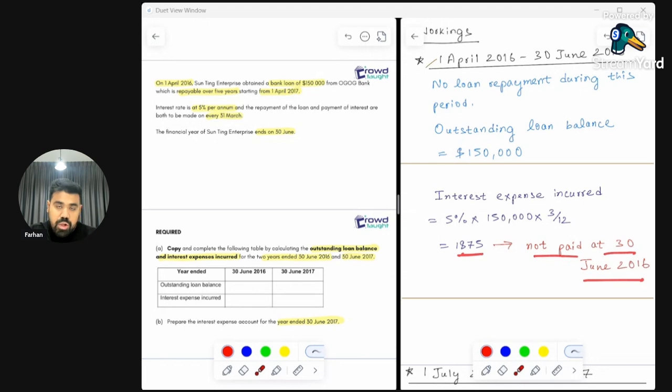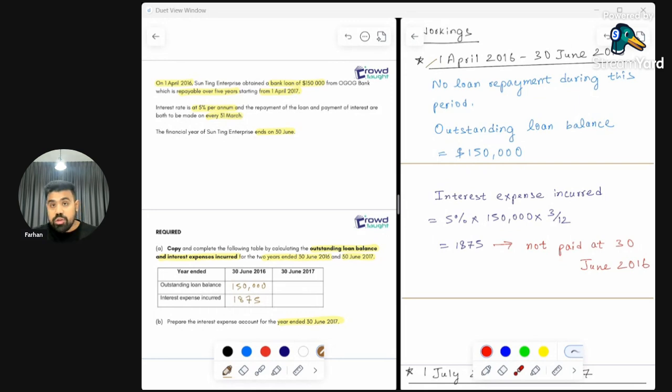So in the table, in the column for 30 June 2016 for interest expense incurred, we are going to write $1,875, and the outstanding loan balance is also $150,000, which is equal to the initial loan amount because we haven't made any repayment yet at 30 June 2016.